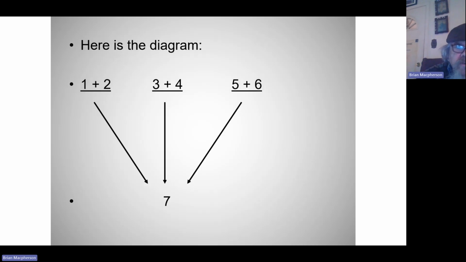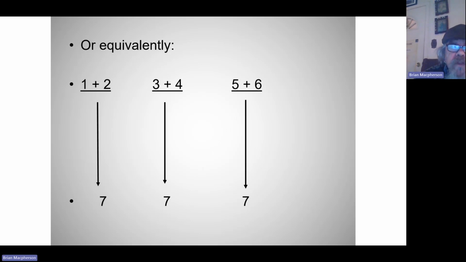And so that's why we have the diagram on the next slide. 1 and 2 together support 7, 3 and 4 go together to support 7, and 5 and 6 go together to support 7. But because there is just one conclusion, then we say that there is only one argument present, right? Okay. Now, by the way, this is an important caveat.